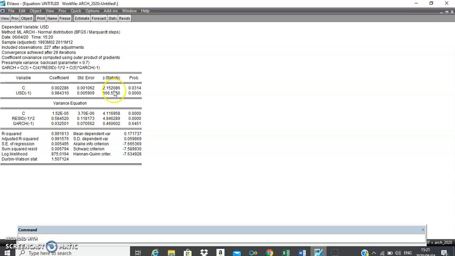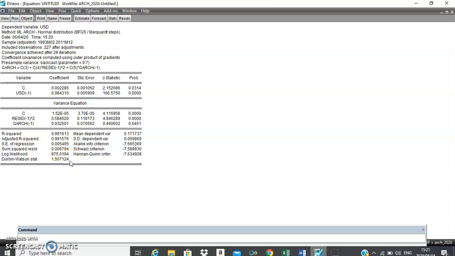Just like in the previous case, this is your mean equation, this is your variance equation. Basically, this is the short-term volatility, and this is the long-term volatility. When you combine them, the moment they are closer to 1 or equal to 1, they indicate the persistence of the volatility. And that is how you interpret the model.